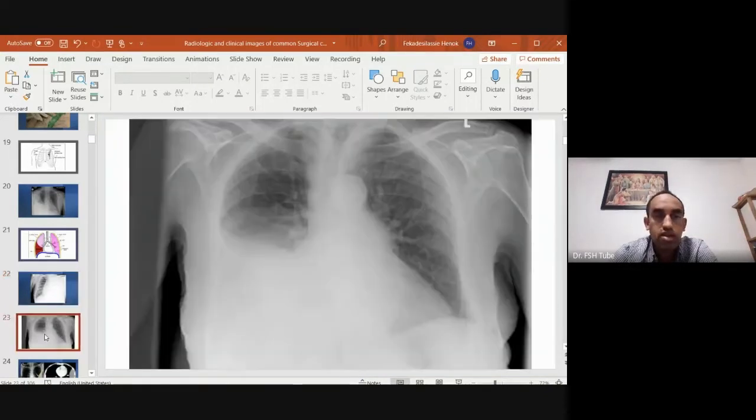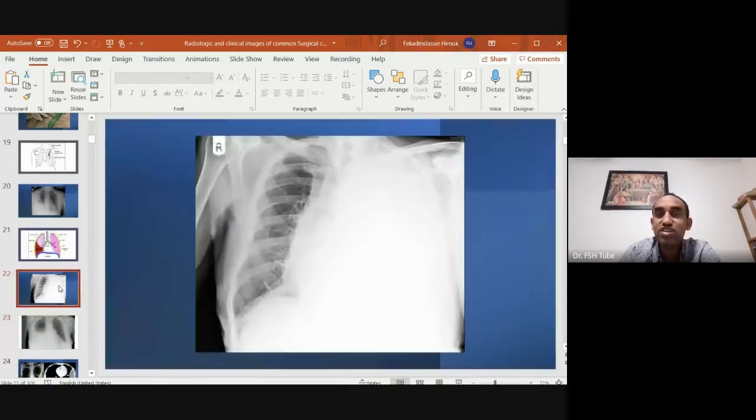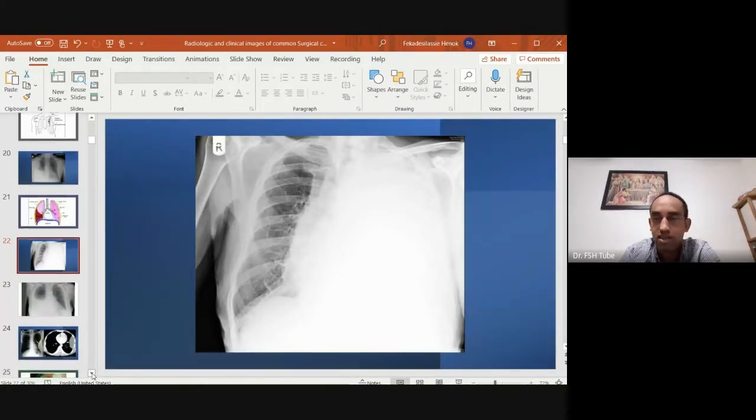Okay, good. So what about this one? The same thing, right? Very significant effusion. It could be effusion. It could be blood, right? What else could this be? One differential diagnosis we haven't mentioned. What else could it be?